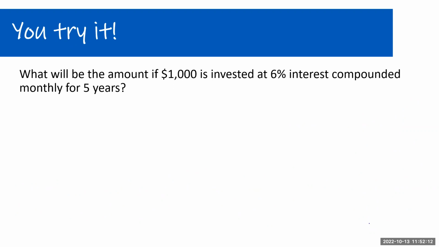So, what will be the amount if $1,000 is invested at 6% interest compounded monthly for 5 years? Monthly, we're going to do 12 times a year. We're starting with $1,000. Our interest rate is 6%, and we're doing it for 5 years. So remember that we have that formula that you will be given on the test. A equals P times (1 plus R over N) to the N times T.